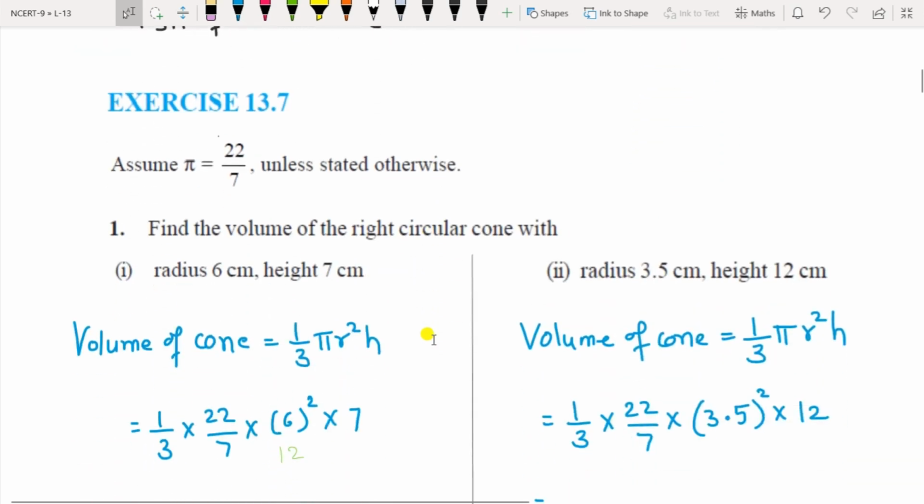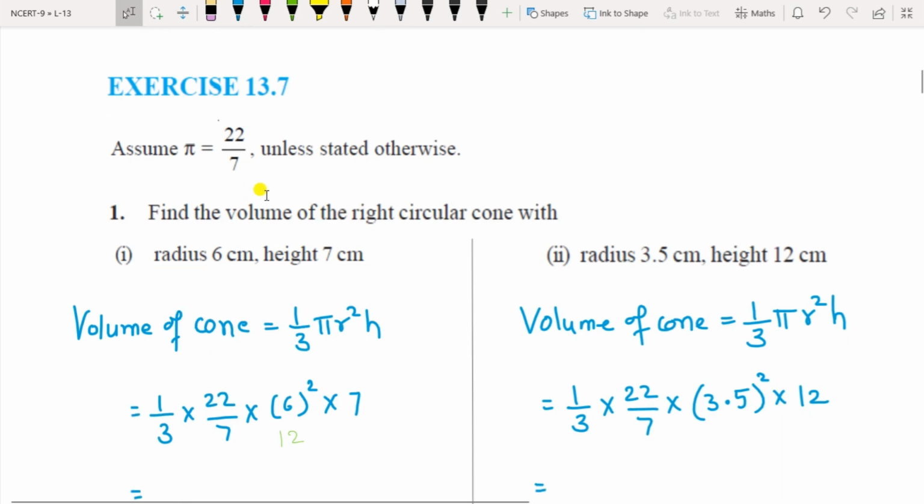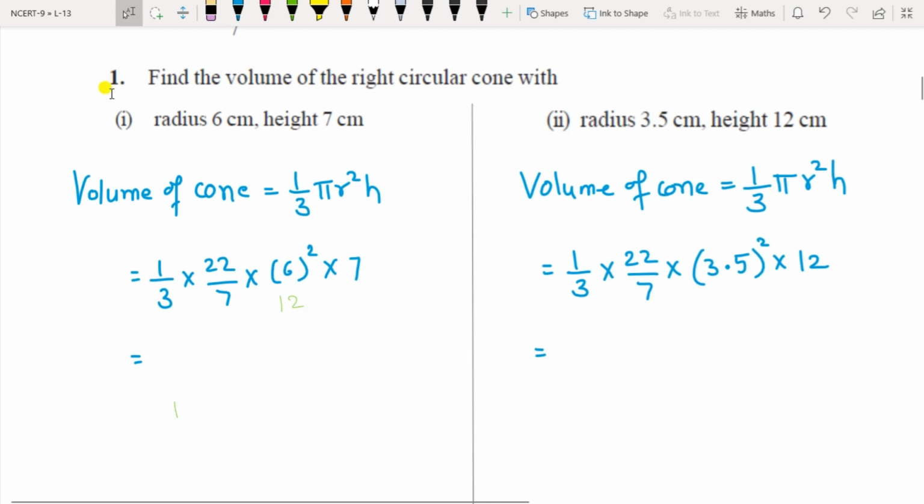Let us start with exercise 13.7. You are given that pi equals 22/7, so you have to take this value only. Otherwise, it will be noted for you to take pi equal to 3.14. First question is, find the volume of a right circular cone with radius and height as 6 and 7 respectively.